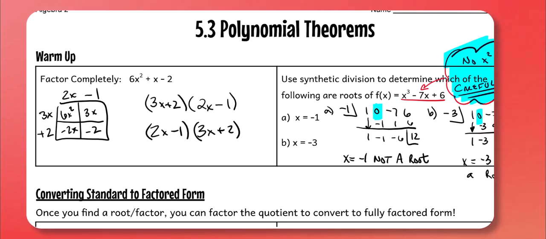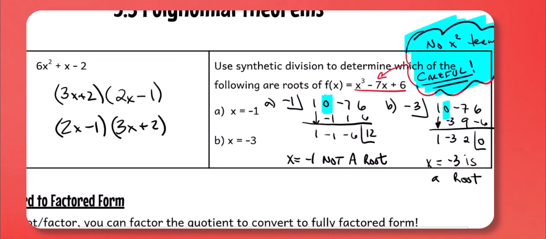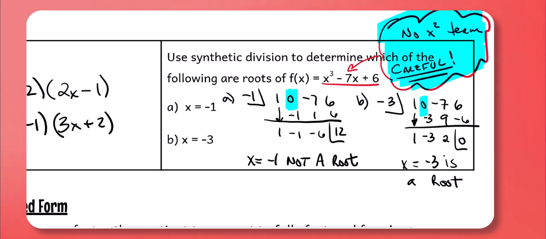Now the second one, this is one where you've got to be really careful, because when you look at the polynomial x cubed minus 7x plus 6, there is no x squared term. So don't forget to add the 0 in there as a placeholder. When you do that, you'll end up with 12 as your last term when you use -1 as your root, which means -1 is not going to be a root, because in order to be a root, that last term when you use synthetic division should be a 0, which it is in example B when you're looking at x equals -3.